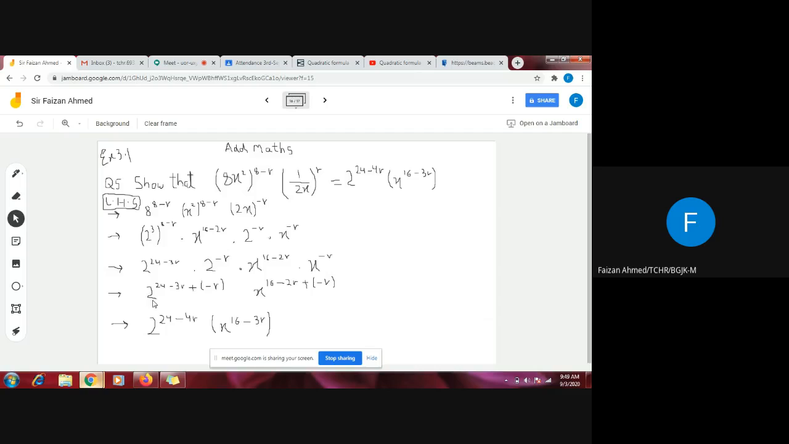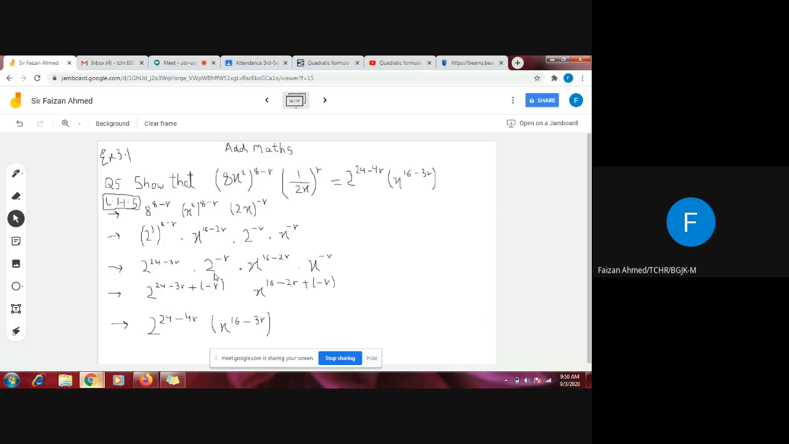So I am writing 2 once and I am just adding the powers. This is 24 minus 3r plus minus r, and I am applying the same law over here. The bases are the same and they are being multiplied, so add the powers. I will write x once and then 16 minus 2r and then plus minus r. On simplification, this will be 2 as it is, 24 will be as it is, minus 3r and minus r will be minus 4r, and x 16 will be as it is, minus 2r and minus r will be minus 3r, which is exactly as it is on the right hand side.